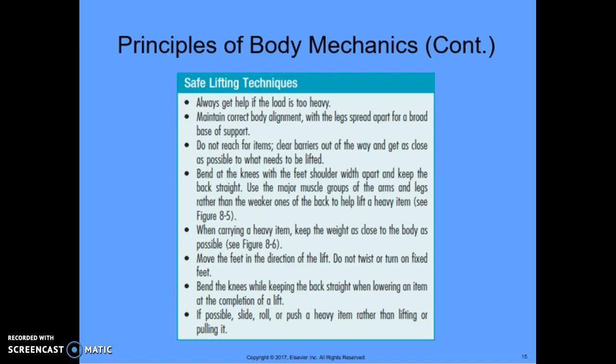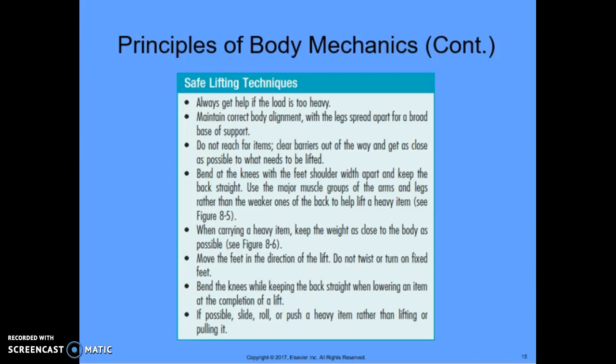So you can see that there are many principles of body mechanics, and I'd like you to really focus on looking at these principles. You'll see safe lifting techniques. So you always get help if the load is too heavy. You maintain correct body alignment with the legs spread apart for a broad base, and we'll be practicing this in class. That broad base gives you a lot of support. Do not reach for items. Clear barriers out of the way and get as close as possible to what needs to be lifted.